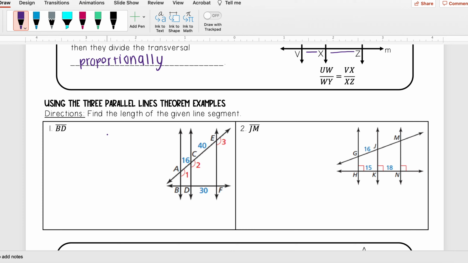So here I want to find the length of the given line segment. I first want to find the length of BD, which is right here. And so I see that I do have three parallel lines. The reason why I know these are parallel is because these angles 1, 2, and 3 are congruent. And I see those are corresponding angles. If you remember back in that unit, if the corresponding angles are congruent, then that means that the lines are parallel.